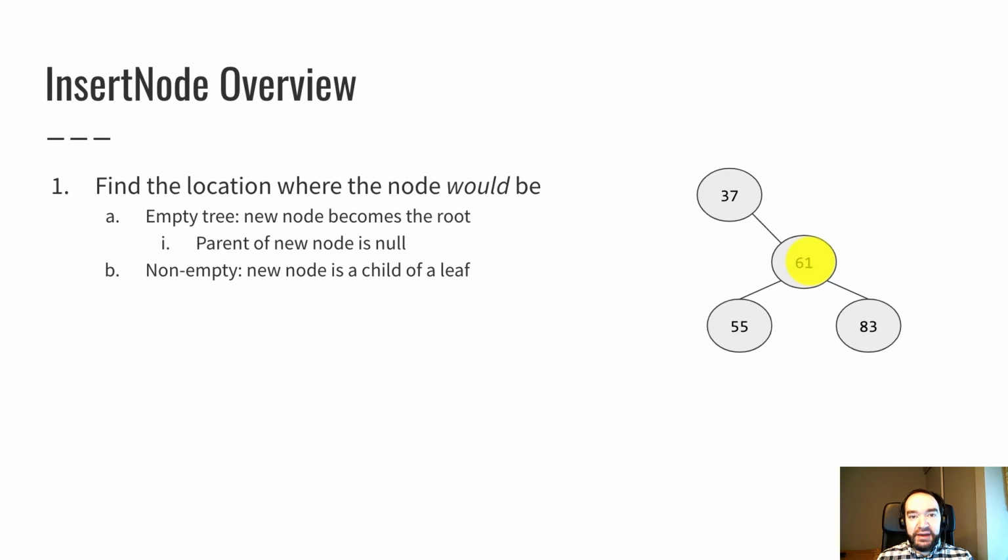In the non-empty case, things are a little bit more complicated. The new node that we create will be a child of a leaf. So we're going to search for where that node would be if it were contained in the tree. That means we'll reach a leaf at the bottom of the tree and then go past that down a null pointer. And that null pointer that we follow is the location where the new node should go. So the parent of the new node that we create will be that last leaf we see in the searching process. We create a new node object.